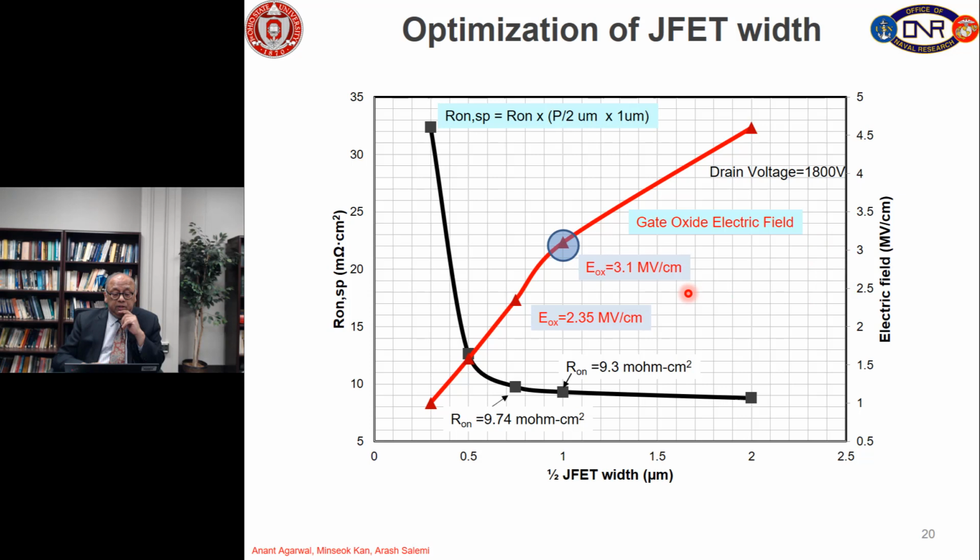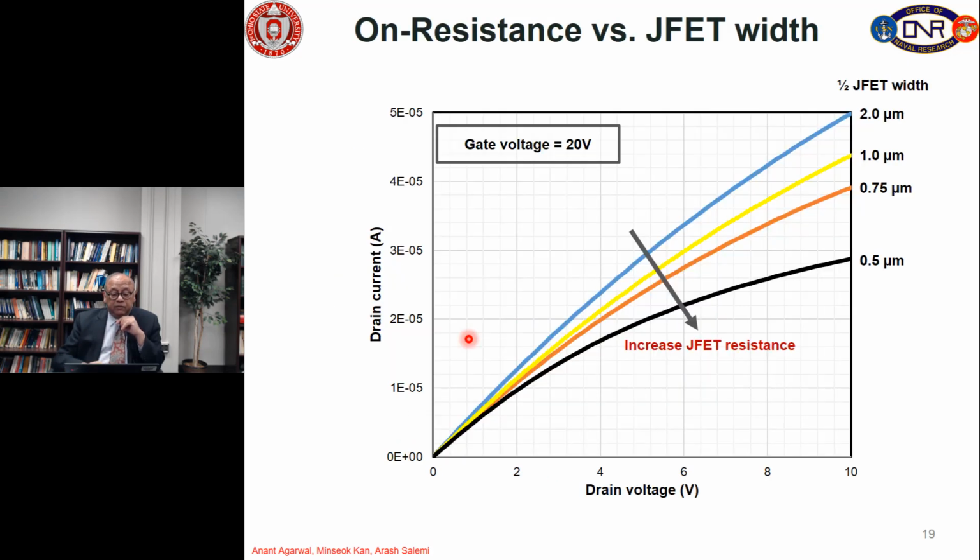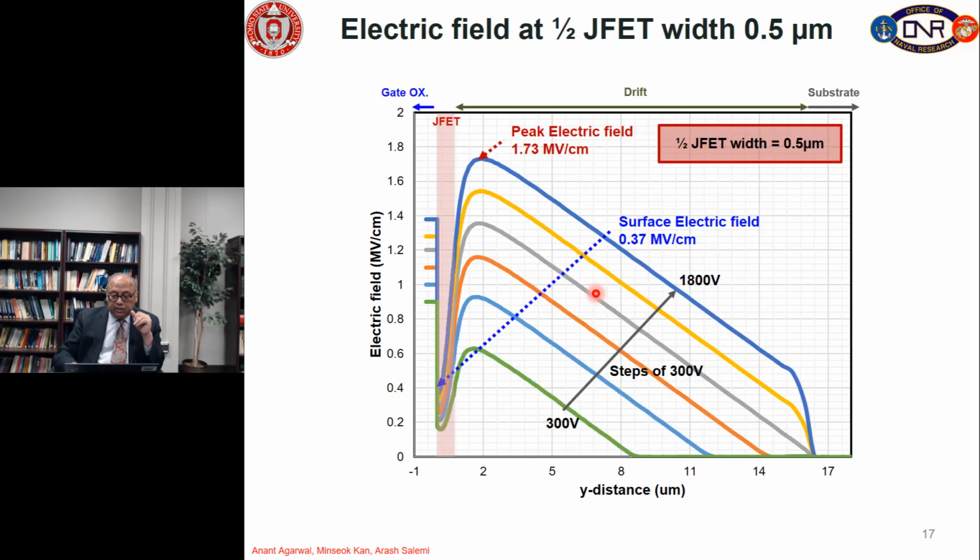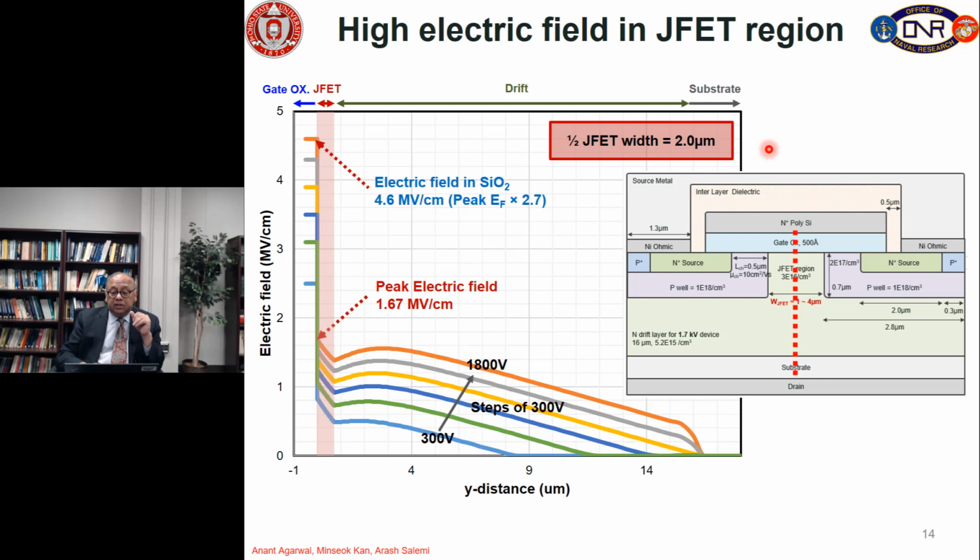What we have done is plot the specific on resistance of this device as a function of half JFET width. We have taken the slope of these output curves and converted them to specific on resistance by multiplying by the cross sectional area of the cell, which is different for different JFET widths, right. So let's go back. This is the area looking down from the top, and that pitch is going to change as we change the JFET gap.